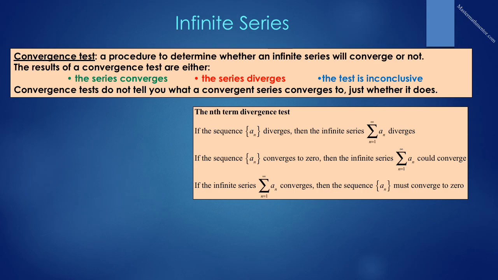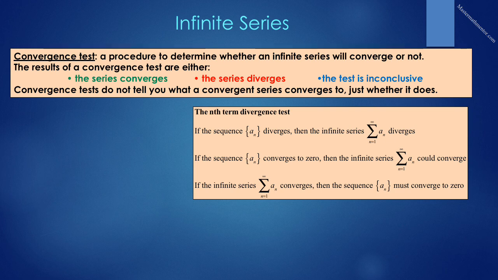Our first convergence test is really a divergence test. It is called the nth term test, and it is probably the most important test in our arsenal. It should be applied before any other test. The nth term divergence test says that if a sequence a sub n diverges, then the infinite series, summation n equals 1 to infinity of a sub n, will also diverge.